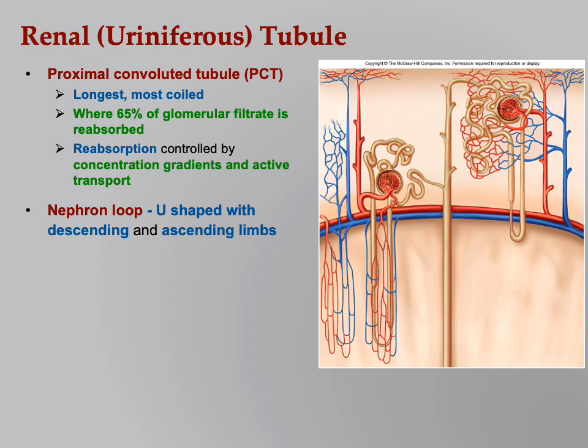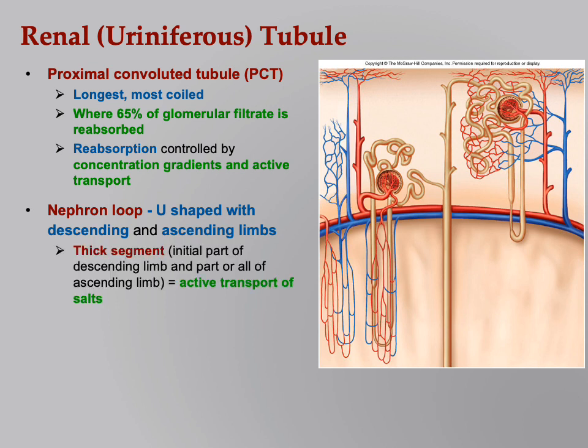It has a descending portion, then there's a U at the bottom, and then there's the ascending portion, all right? And when it ascends, it comes back up close to the corpuscle again. See how it comes up and does kind of like a drive-by? So within the loop itself, there are thick segments. Those are mostly for the active transport of salts. And by salts here, we mean all that. Sodium, potassium, calcium, magnesium, those are all salts. The thin segment is where we control water.